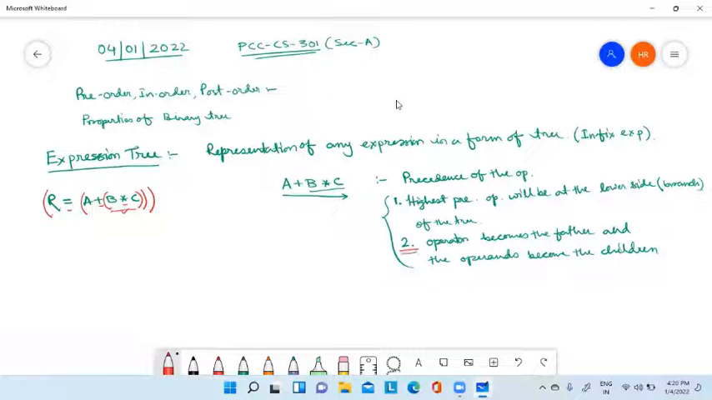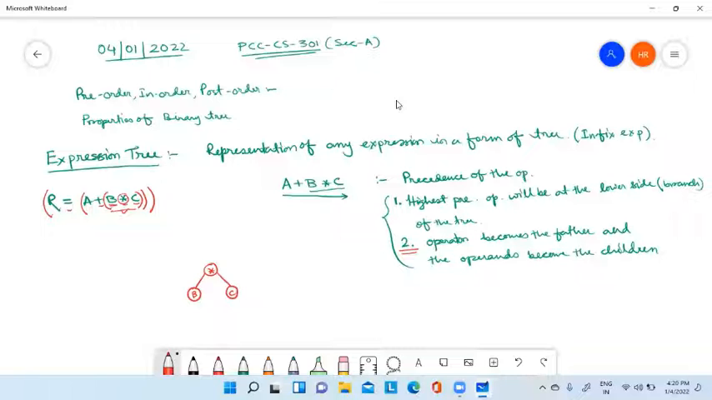The second thing that you have to remember: the operator in this expression is the multiplication, so the operator becomes the father and the operands become the children. Now the question is which one becomes the left child and which one becomes the right child. Since it is an infix expression, obviously the left-hand operand becomes the left child and the right-hand operand becomes the right child. So my first picture will be like this for the first expression.